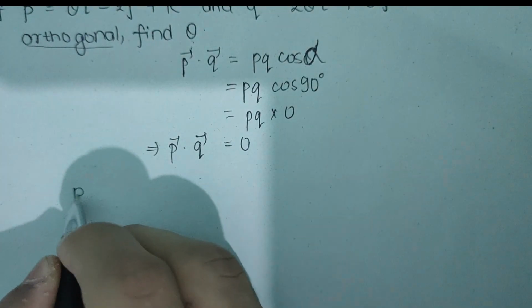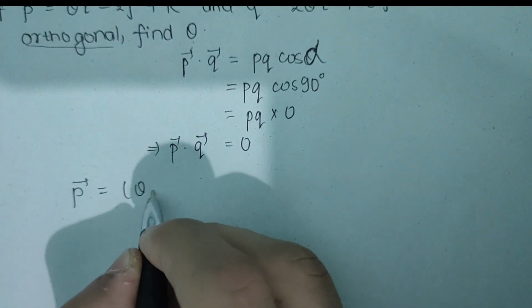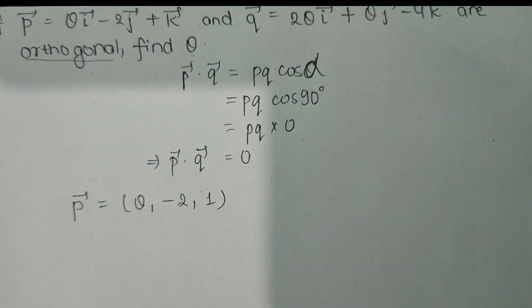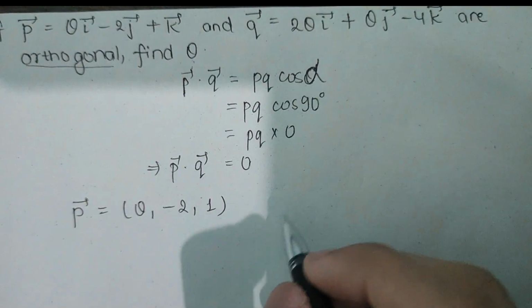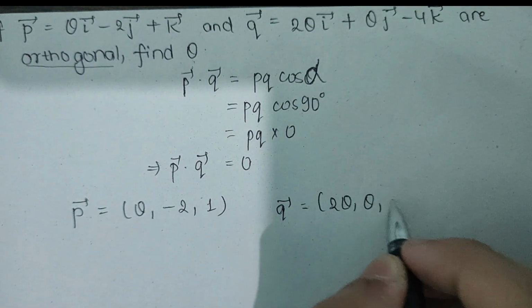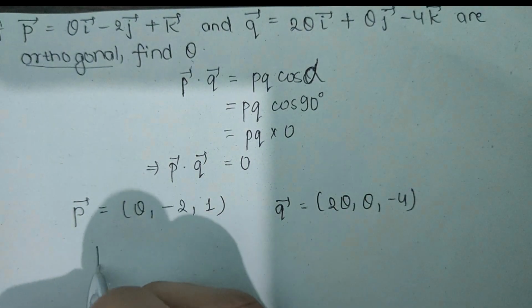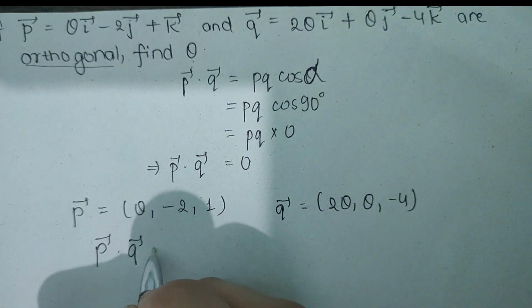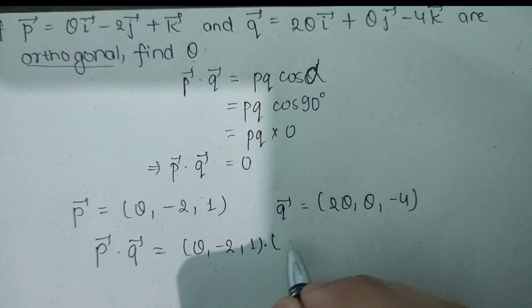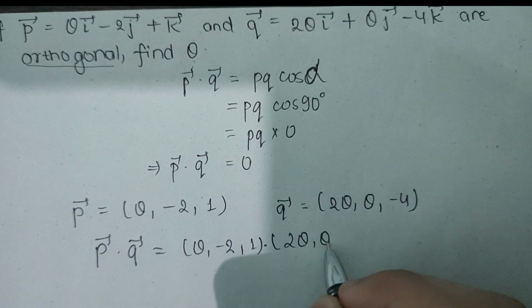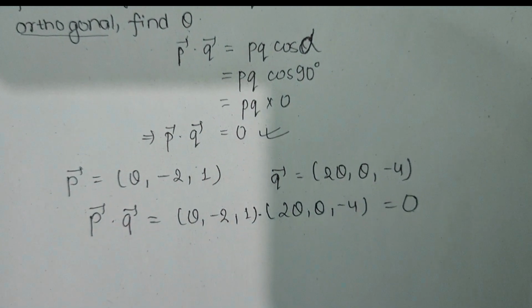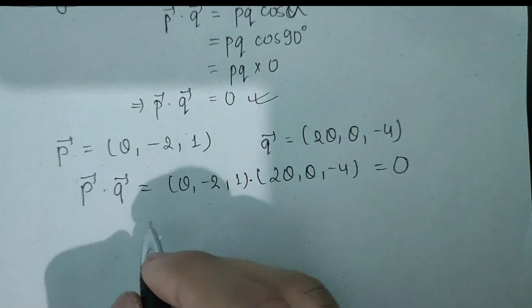So we have p vector equals theta comma minus 2 comma 1. We have represented this in terms of its coordinates, and q vector equals 2 theta comma minus 4. Now p vector dot q vector would be equal to theta comma minus 2 comma 1 dot 2 theta comma minus 4, and this will be equal to 0 owing to this property. Alright, now let's just multiply these two things.